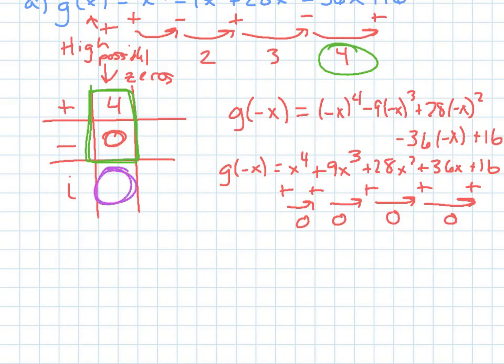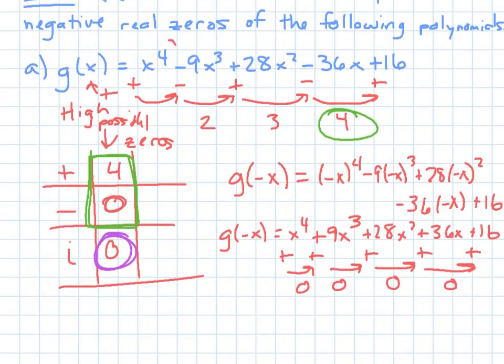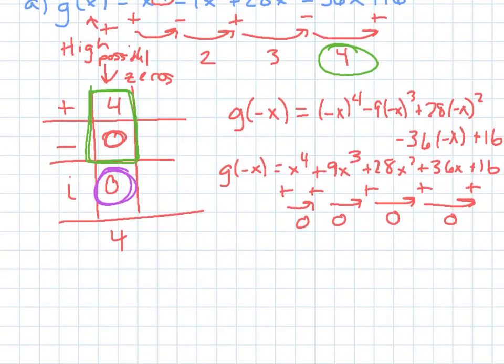Now, you're probably wondering, what do I put for the imaginaries? Because Descartes' rule of signs tells you the positive and negative real zeros and imaginary solutions. Okay? So here, the first one is going to be 0, because each column adds up to the highest degree. If you go back, the highest degree is 4. So each column should add up to 4, no matter what. We already had 4 with the positive real zeros, so that means the imaginaries are 0.